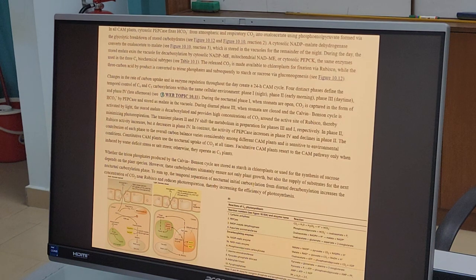Just as it approaches the daytime, during the dawn time, now is the phase number 2, right? So that's the transition from phase 1 to phase number 3. So during the daytime, completely closed stomata, but the Calvin cycle happening as usual. Now from this, it will move back to phase 1. The in-between phase now is what we call phase 4.